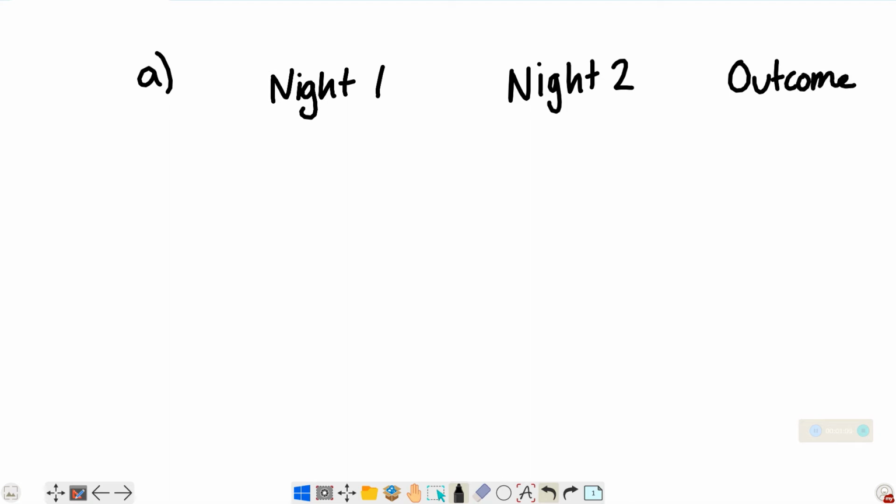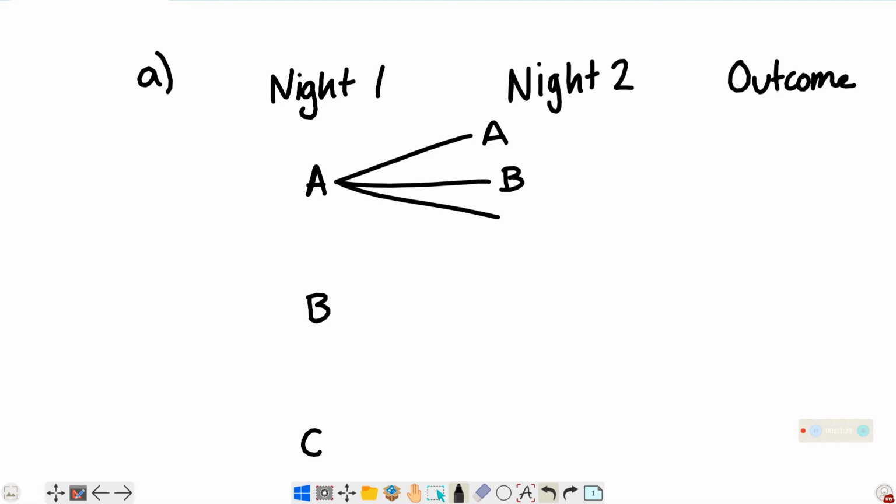So on the first night, one possible outcome is that Alice could win, or Bill could win, or Chester could win. On night 2, if Alice wins night 1, Alice can still win in night 2, Bill can win in night 2, or Chester can win in night 2.